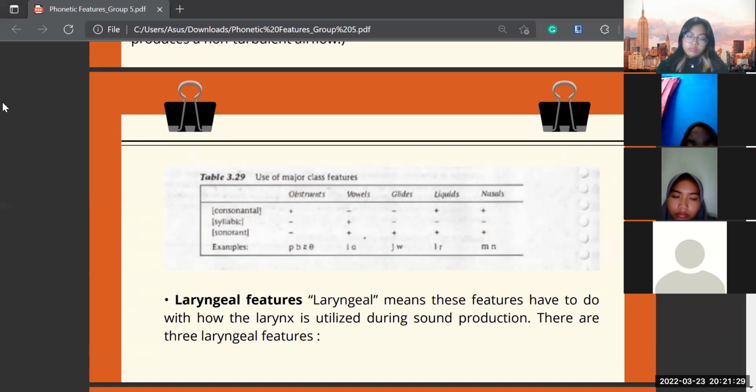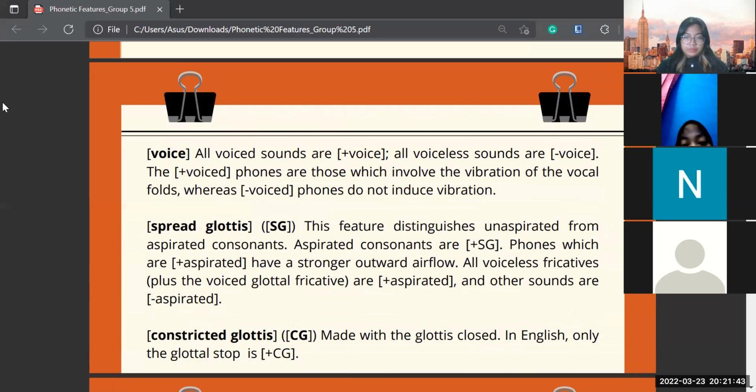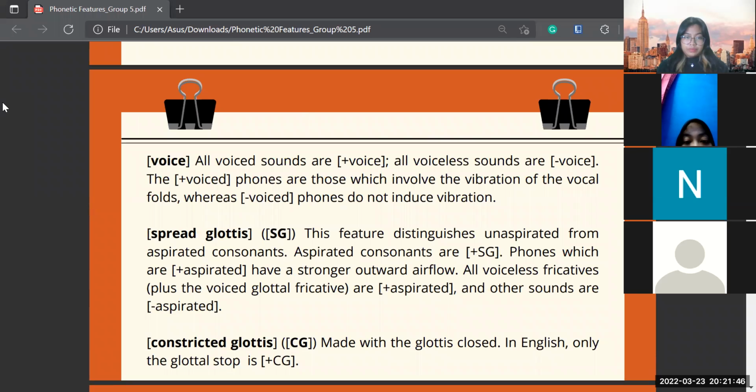And then laryngeal features. Laryngeal means these features have to do with how the larynx is utilized during sound production. There are three laryngeal features. The first one is voice. All voiced sounds are plus voice. All voiceless sounds are minus voice. The plus voice phones are those which involve the vibration of the vocal folds, whereas minus voice phones do not induce vibration.